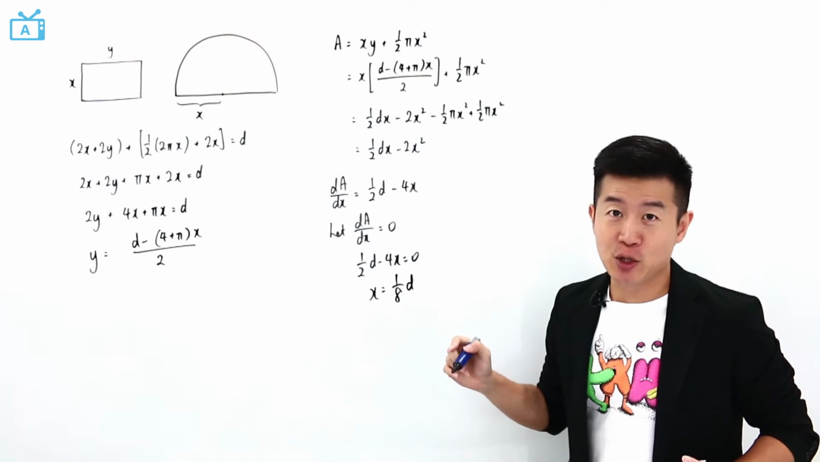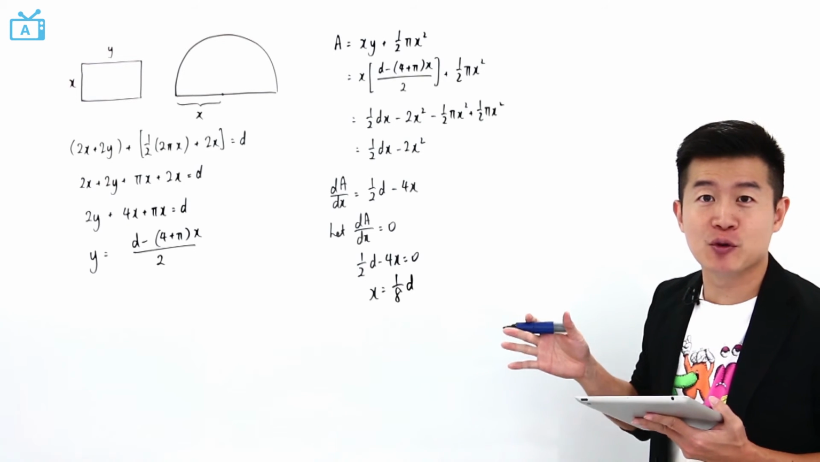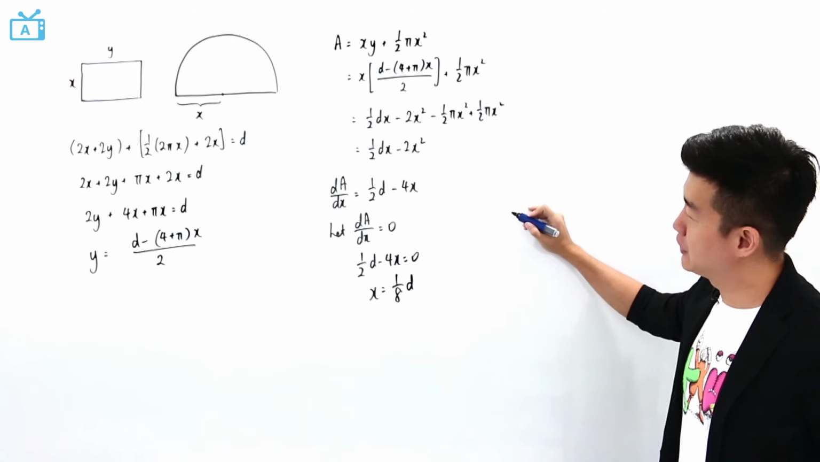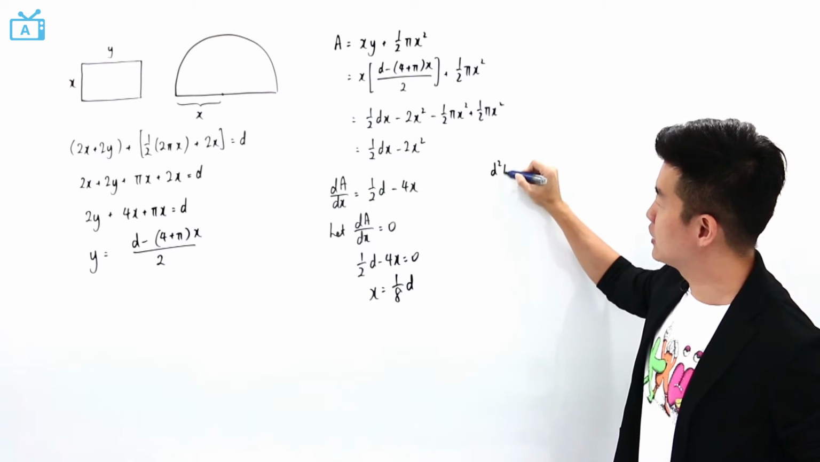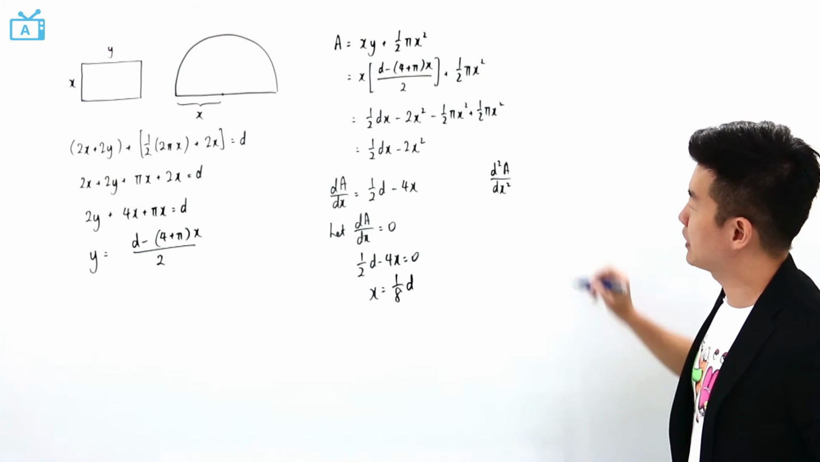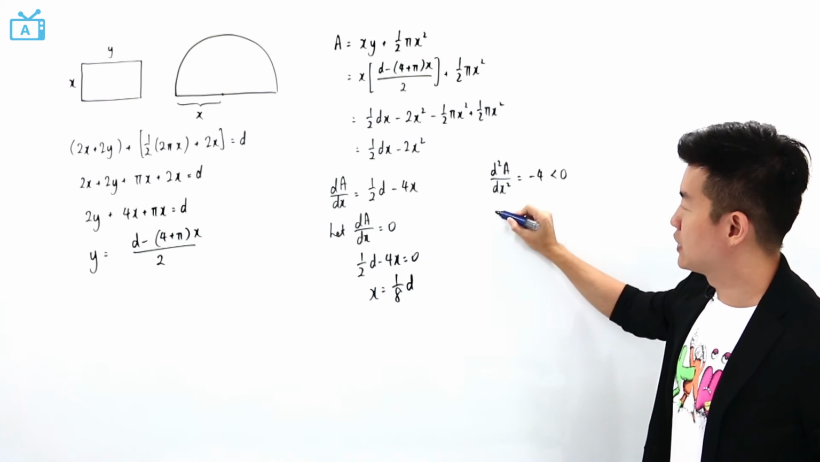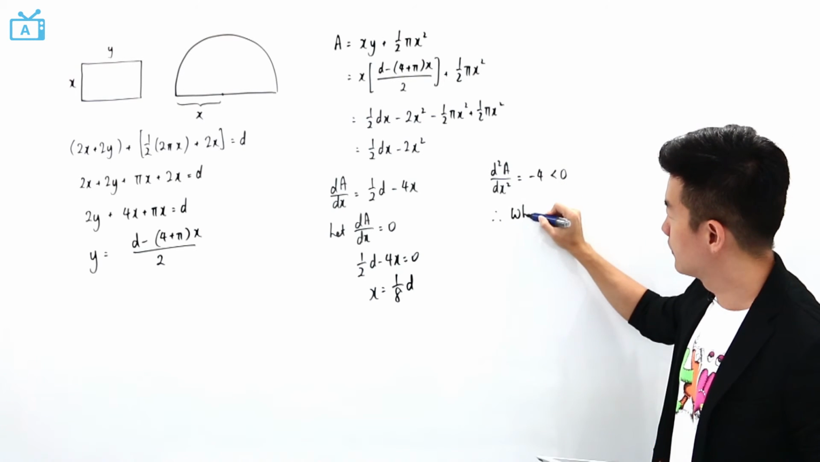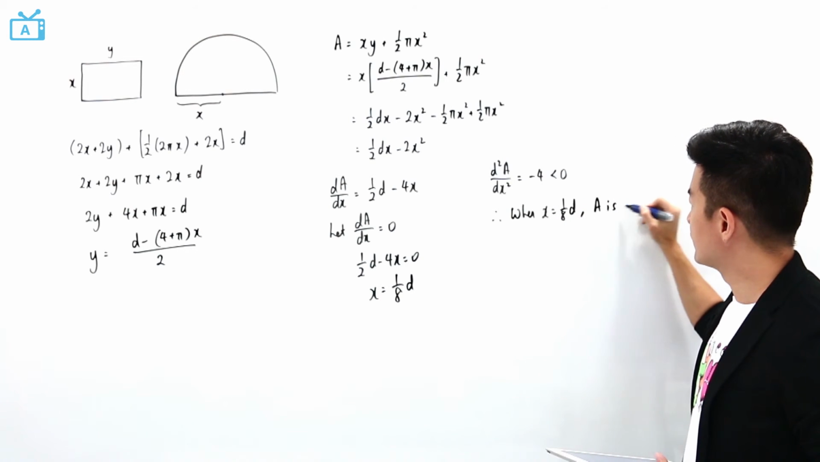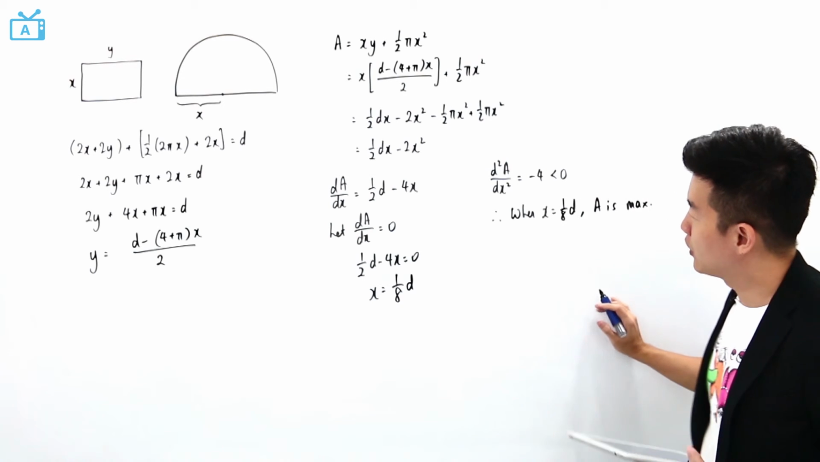This is going to cause A to be stationary, and we want to check whether it is really going to cause A to be not just a stationary point, but a maximum point also. And to do that, I'm going to make use of the second derivative test. So I'm going to find out what is d squared A over dx squared. Differentiating this with respect to x, this is equal to minus 4, and this is less than 0. That is why I know that when x is equal to 1 over 8 d, A is going to be a maximum.